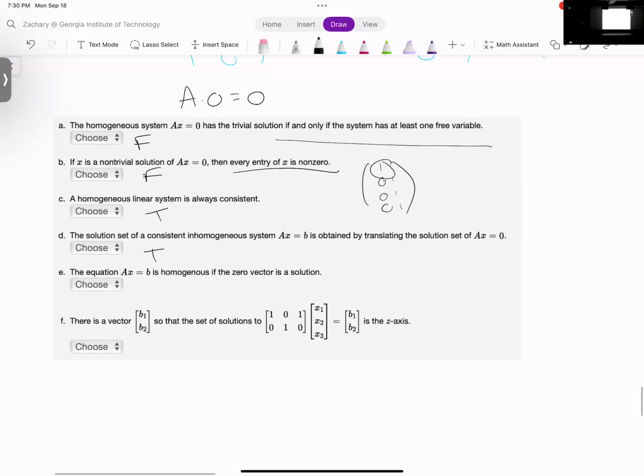So E says AX equals B is homogeneous if the 0 vector is a solution. True or false? True. Because if it is inhomogeneous, does my solution set touch the origin? No. So the origin is not a solution for inhomogeneous.